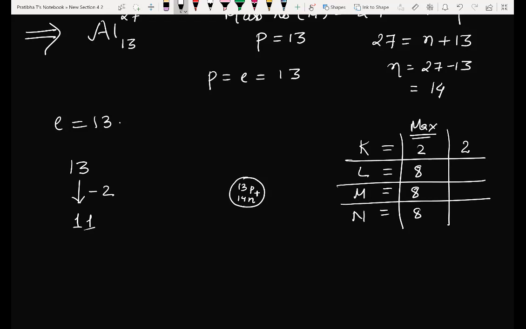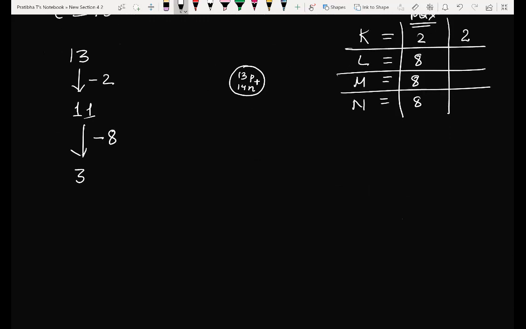Now we can see L. How much can L take? 8. Since I have 11, I can subtract 8 here. So it becomes 3, right? Here it comes 8. Now, how much can M take? Now go to the next orbit, that is M. M can take maximum up to 8. This means it can go below 8, not above 8. So now I have 3 electrons, there is no more that I can subtract, so 3 will be there. So as you can see, 2, 8, and 3. And this is the electronic configuration of aluminum. That is K orbit, L orbit, M orbit, 2, 8, and 3.